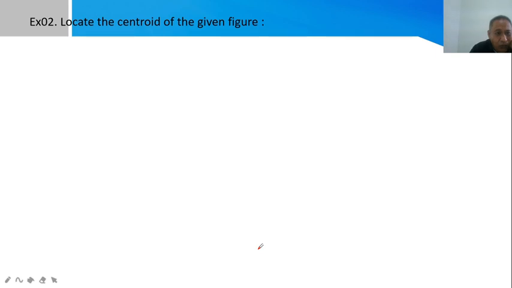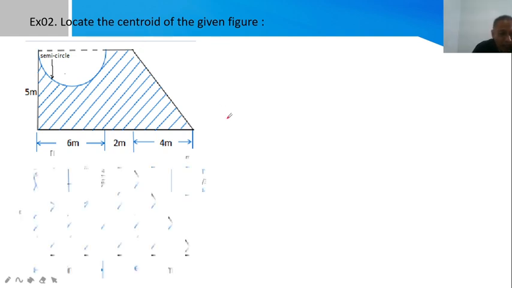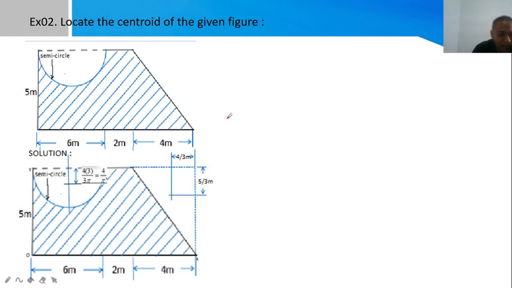Okay. When you are asked to locate the centroid and your figure is like this, we are now dealing with another geometric figure. This is a semicircle. We can maybe break this into a rectangle and a triangle. Or if you choose, you may extend this here and include this part which is not part of the given region. Okay, so my way of finding the area.